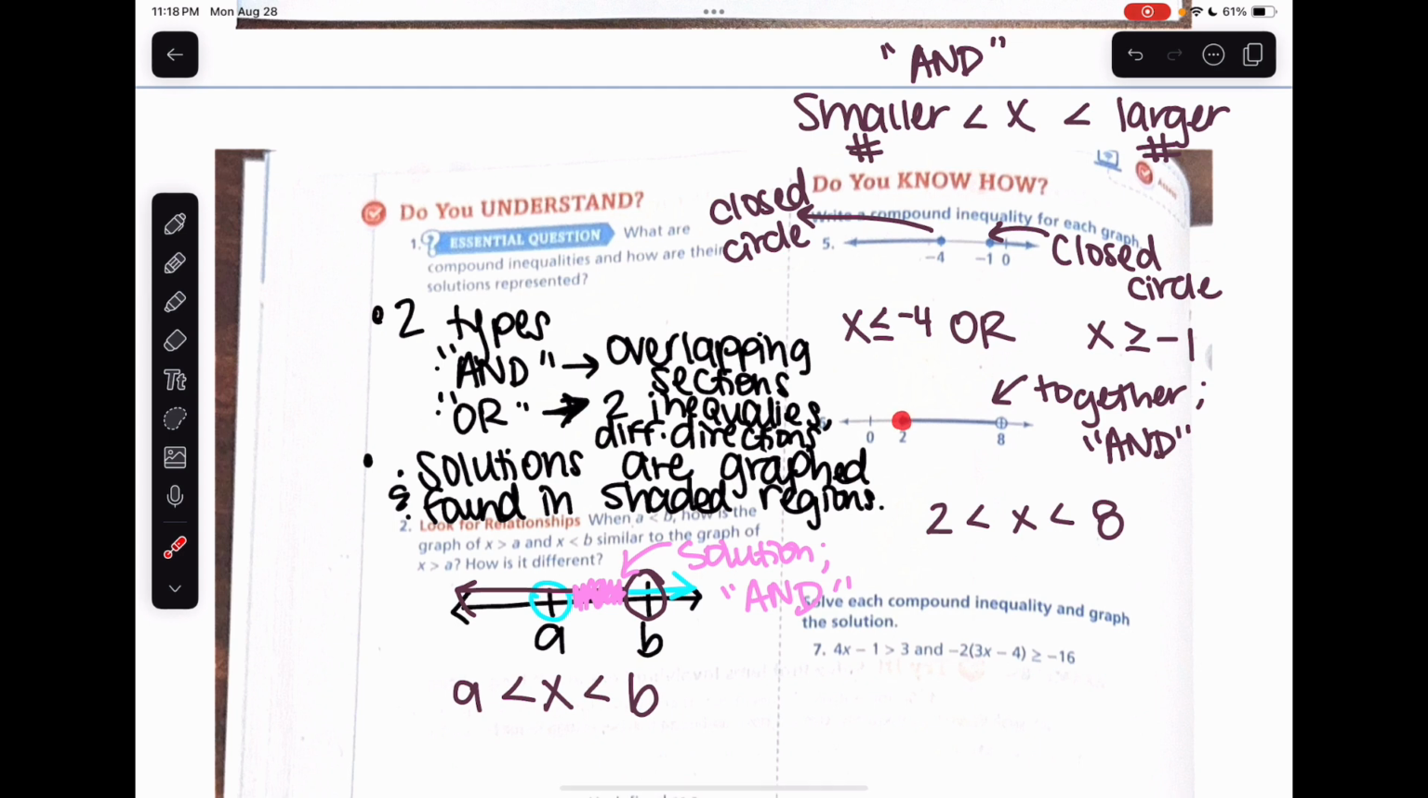So here at 2, I have a closed circle, so change it. Make it less than or equal to, the one that touches the 2. All right, and you're done there.